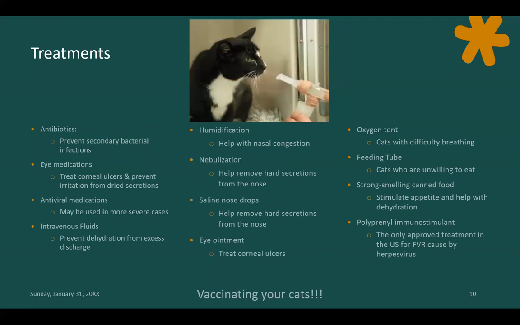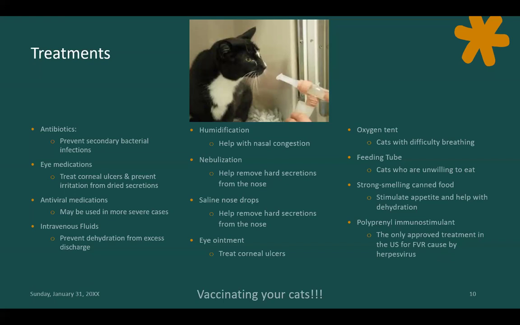So to treat this virus, you can use antibiotics, which prevent secondary bacterial infection. Eye medications will treat corneal ulcers and prevent irritation from dried secretions. Antiviral medications may be used in some more severe cases. Intravenous fluids prevent dehydration from excess discharge. Humidification will help with nasal congestion. Nebulization, which is also known as an inhaler, will help remove hard secretions from the nose. Saline nose drops will also help remove secretions from the nose. An eye ointment can also help treat corneal ulcers.